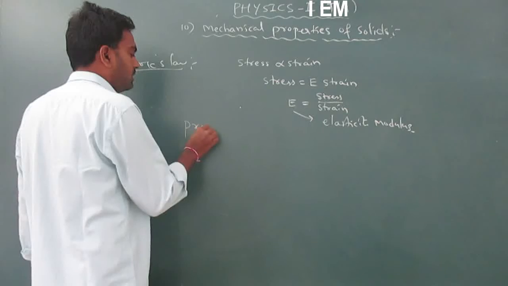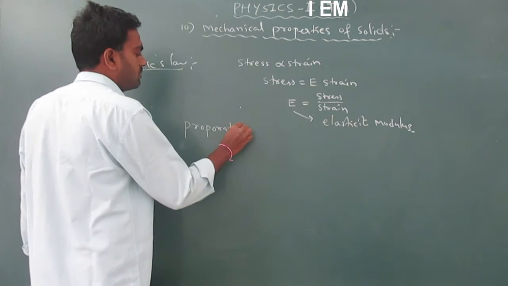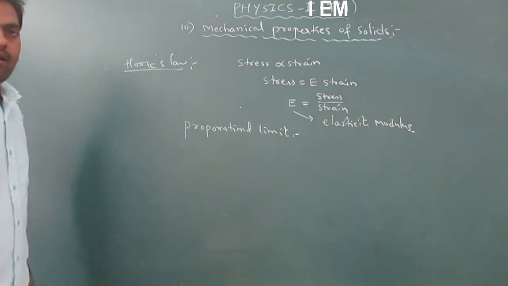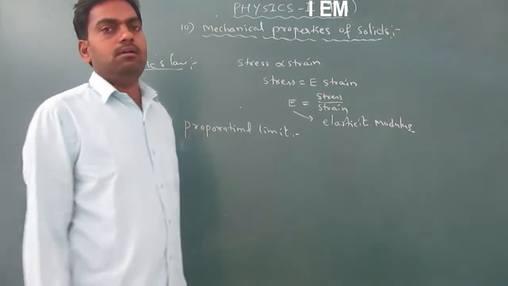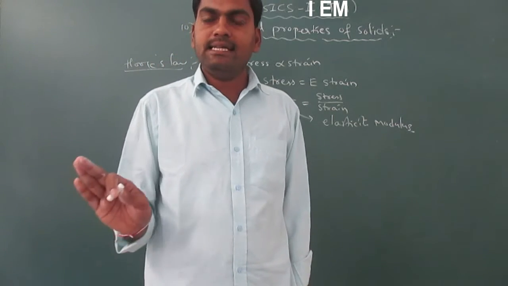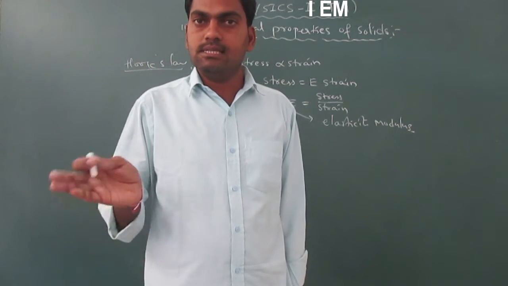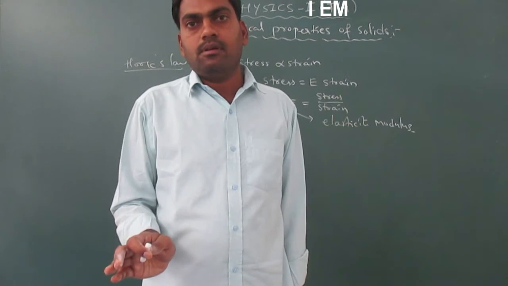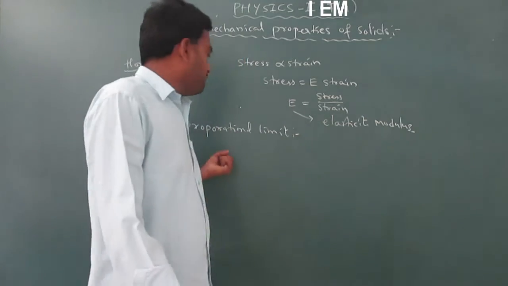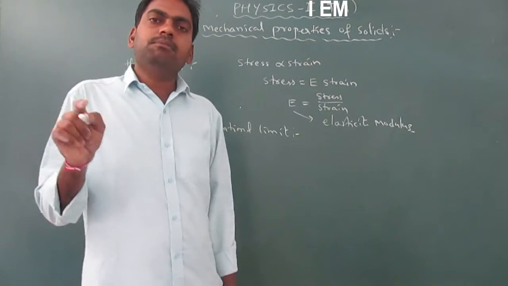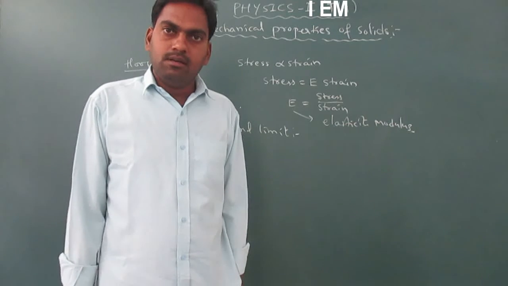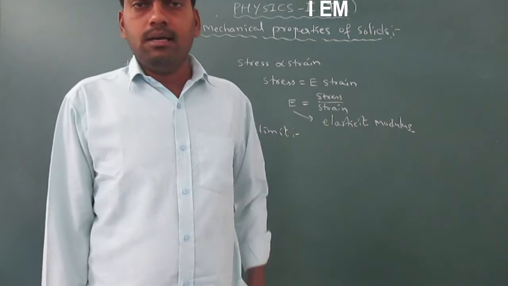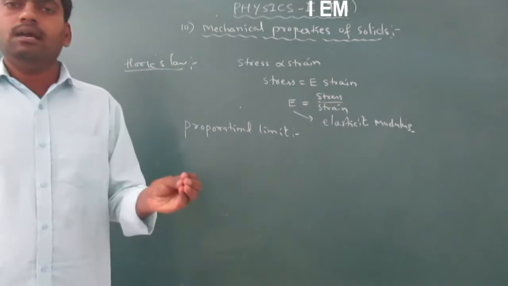Now let us take another topic, the proportionality limit. What is the proportionality limit? Here the stress is applied on the wire. The maximum stress at which the stress is directly proportional to the strain, obeying Hooke's law, is called the proportionality limit. So the maximum stress applied on the wire for which the stress is directly proportional to the strain and obeys Hooke's law is called the proportionality limit.